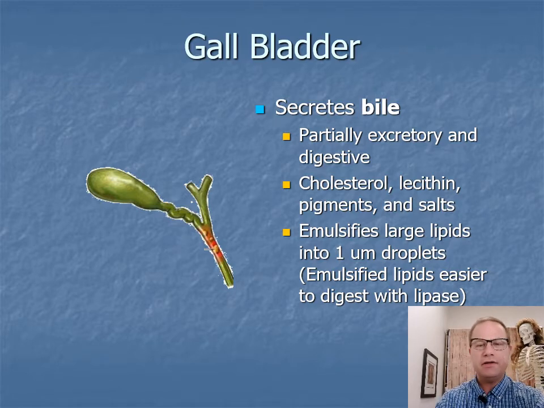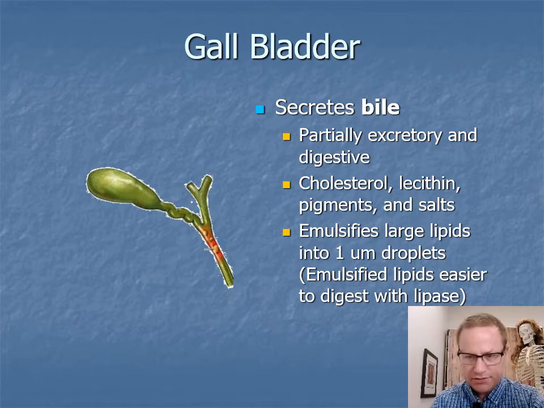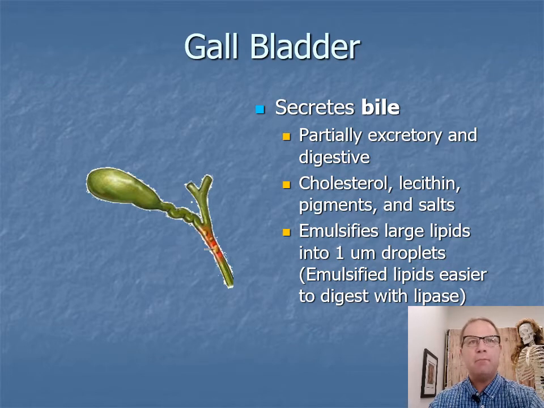Now, this bile consists partially of cholesterol, something called lecithin, various pigments that come from the breakdown of red blood cells, and of course bile salts. Now, bile itself is not an enzyme. It doesn't actually break things down in the enzymatic sense, but it does help to emulsify lipids. And so it acts basically like a soap.